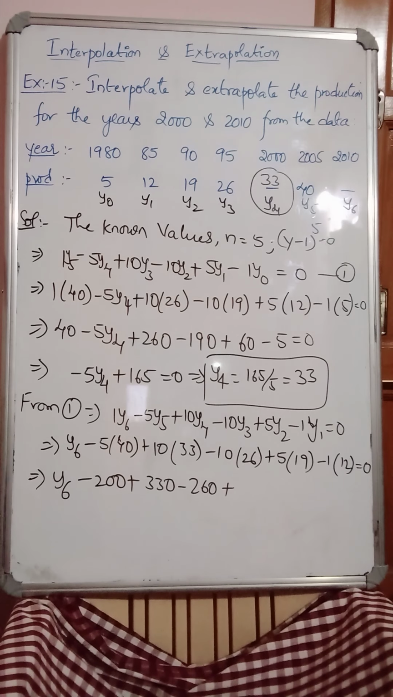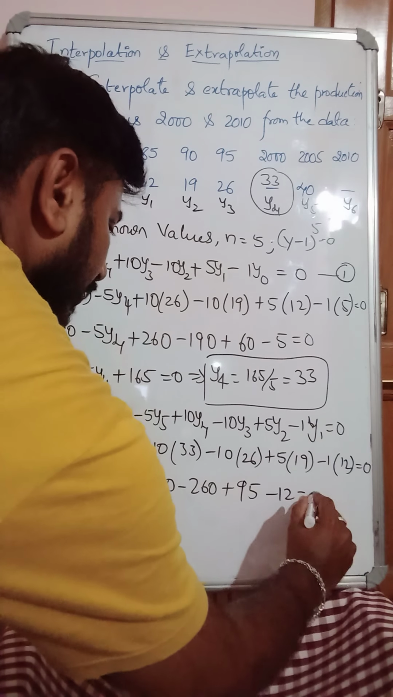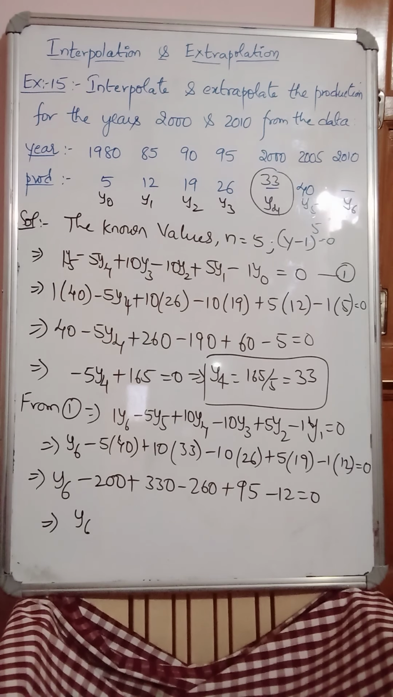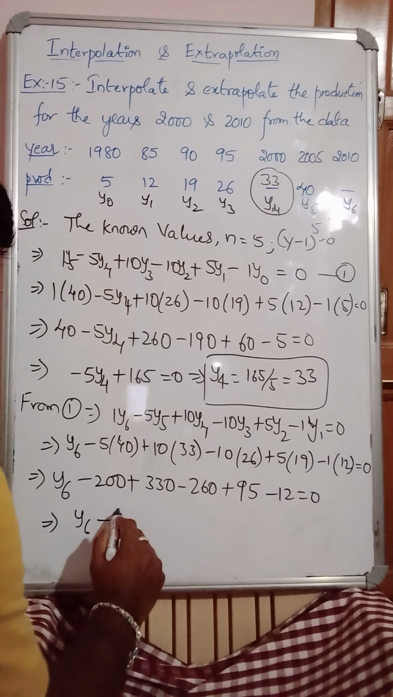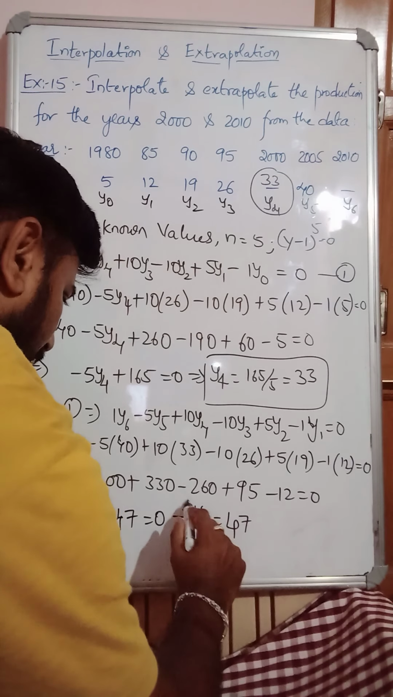5 19s are how much? 5 10s are 50, 5 9s are 45, 95, minus 12 equal to 0. Simplify this now. Y6 minus 200 plus 330 minus 260 plus 95 minus 12. How much is it? Minus 47 equal to 0. Therefore y6 value is 47.